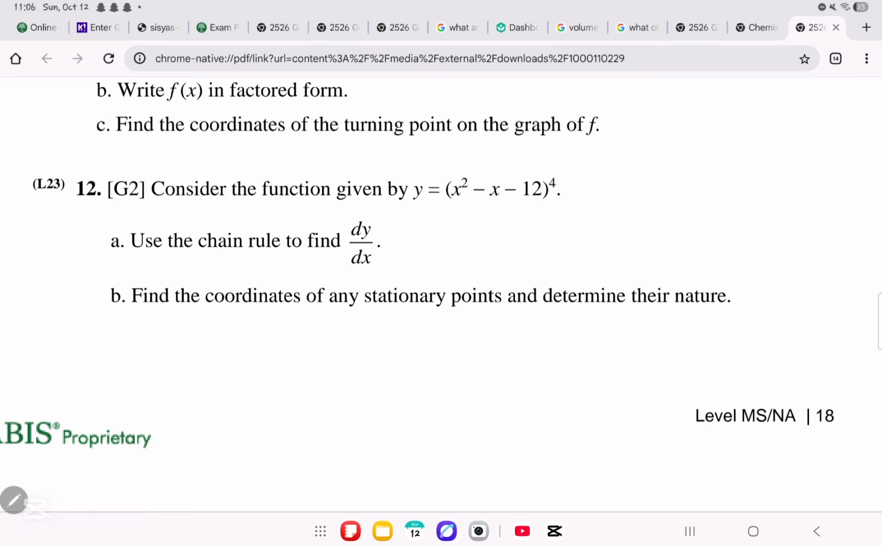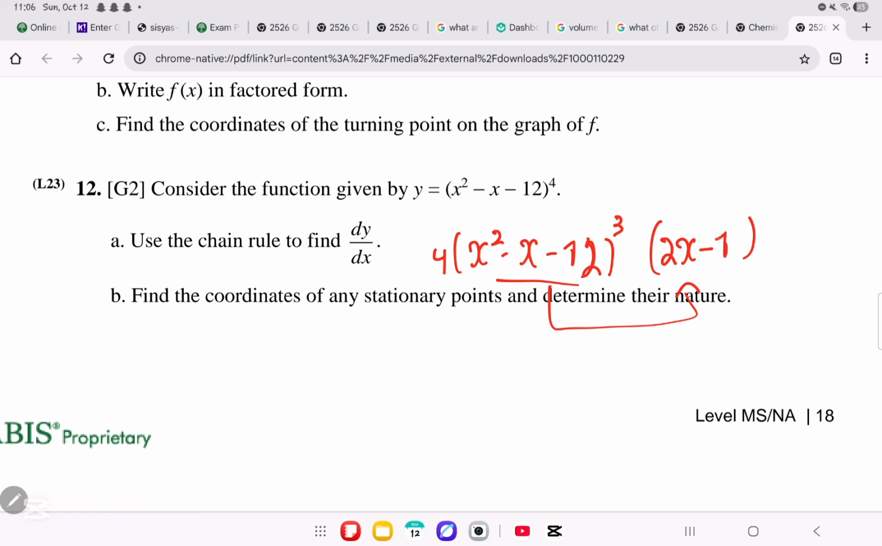Consider this function over here. Use the chain rule to get the derivative. So it's going to be 4 times (x squared minus x minus 12) to the power of 3. Don't forget to multiply by the derivative of what's inside. So 2x minus 1, right? So now, after expanding it, actually no need to expand it more. This is it.